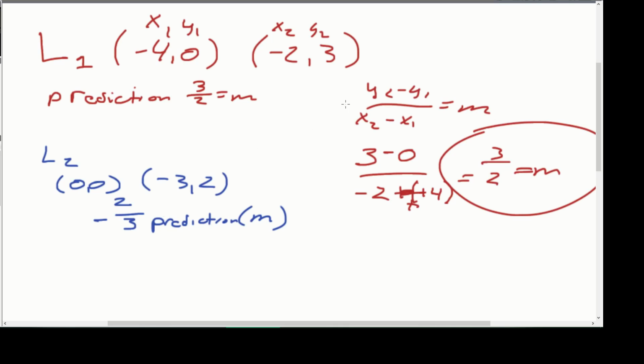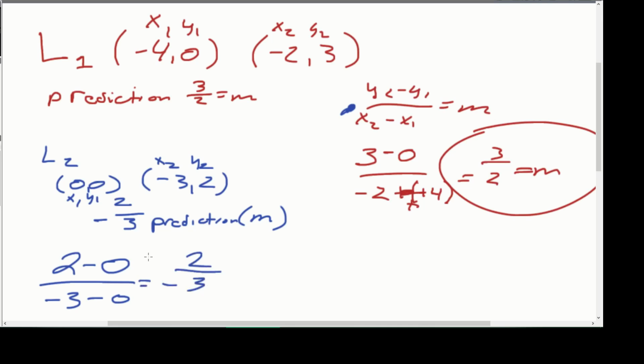So I already have the formula written here, so I'm going to apply that. This is my x1, this is my y1, this is my x2, this is my y2. So I'm going to have y2, which is 2, minus 0 over x2, which is negative 3 minus 0. And I get 2 over negative 3.